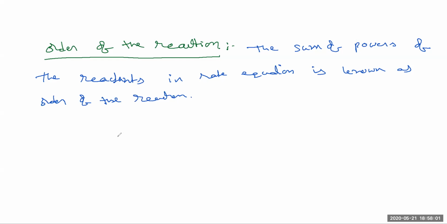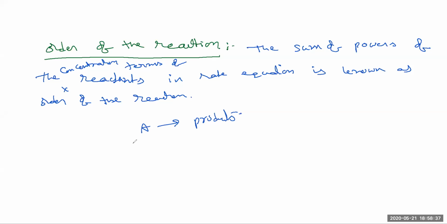So the sum of the powers of the concentration terms of the reactants. Take this point, please. The sum of the powers of the concentration terms of the reactants in the rate equation is known as the order of the reaction. See, for example, A gives rise to products.